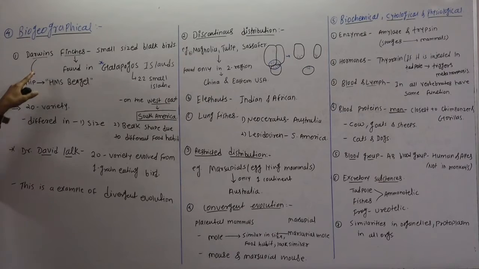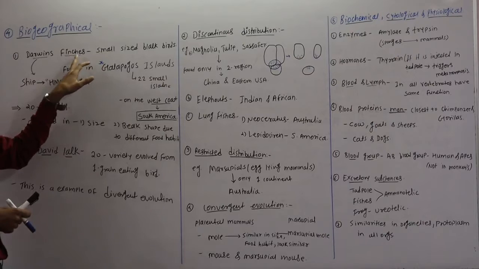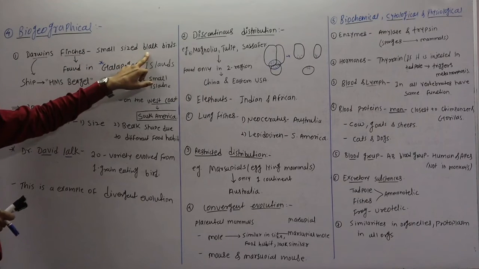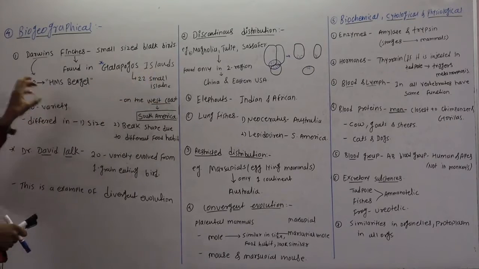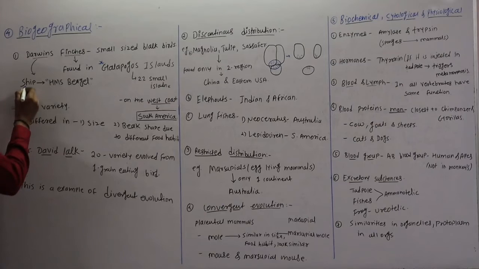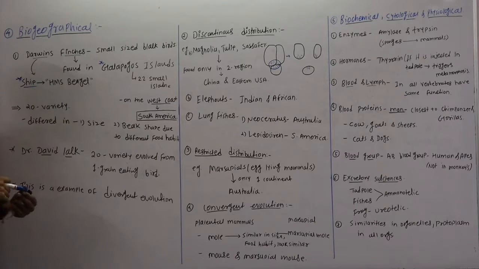Darwin started his journey to study the different organisms in different geographical areas. So during this time Darwin found these finches, that is small sized black birds, which are found in the Galapagos Islands. Another important point is the name of the ship. Many times in the exam there is a question on the ship of Darwin. So the name of the ship is HMS Beagle, through which Darwin travelled.